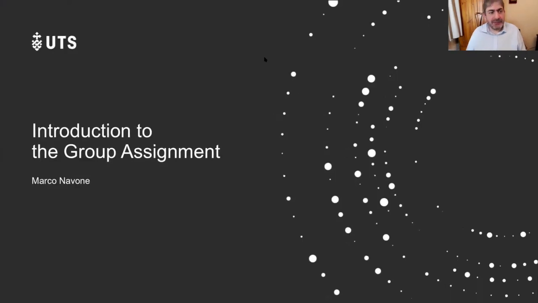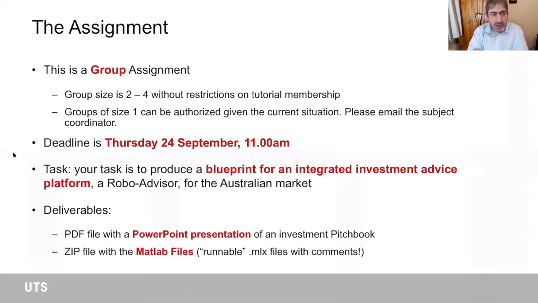Okay, people that are in investment banking may remember, because this is quite similar in terms of structure, the group assignment. So this is a group assignment. Group size is between 2 and 4. There is a blanket authorization for groups of size 1.